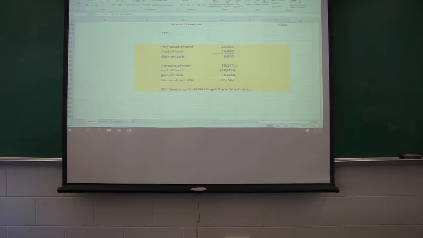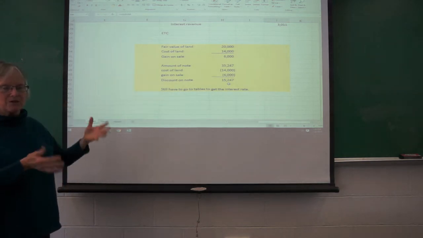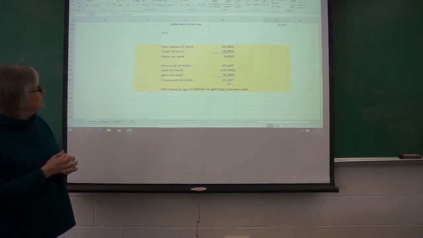So the amount of the note is 35,247. If we remove the cost of the land and the gain on the sale, then the rest of it must be the interest or the discount on the note receivable. So we have to go to the tables to get the interest rate, but at least this gives us a little framework to think about the journal entry we're going to have to come up with to do this.